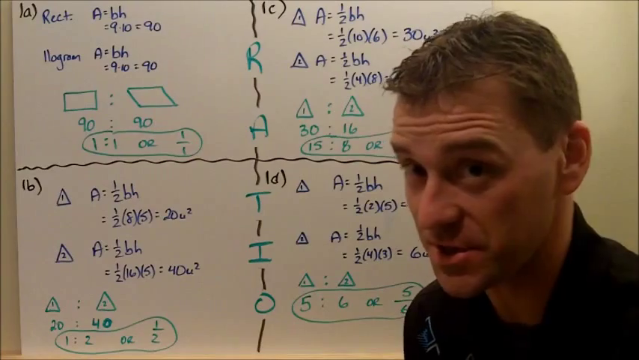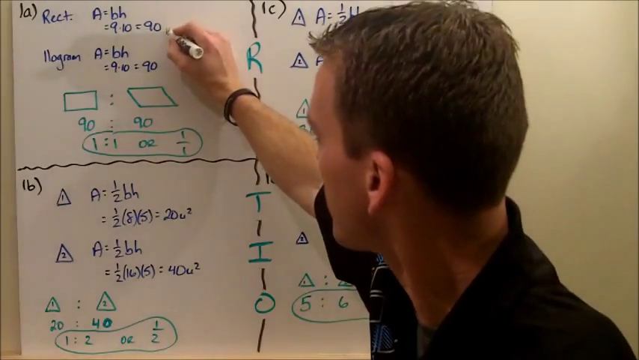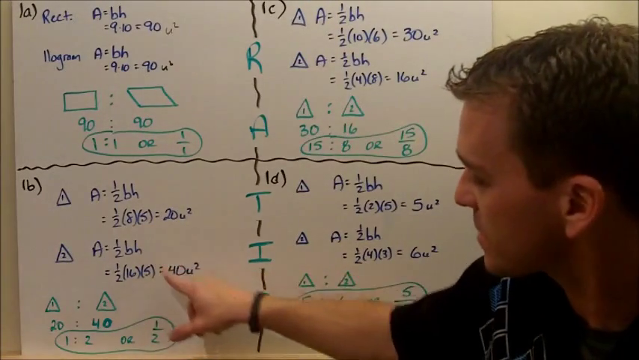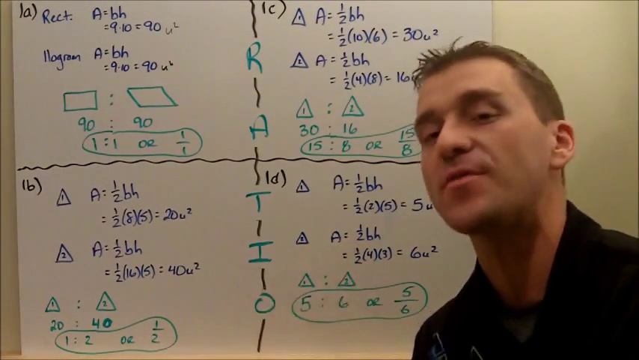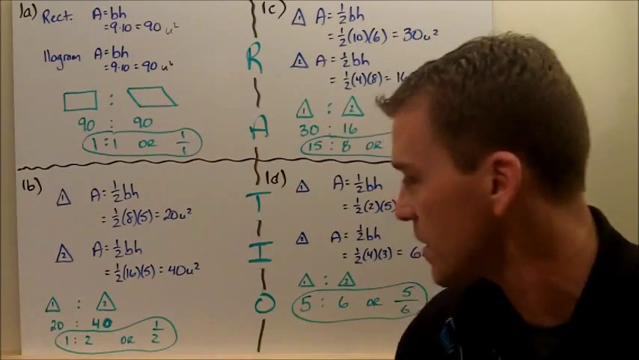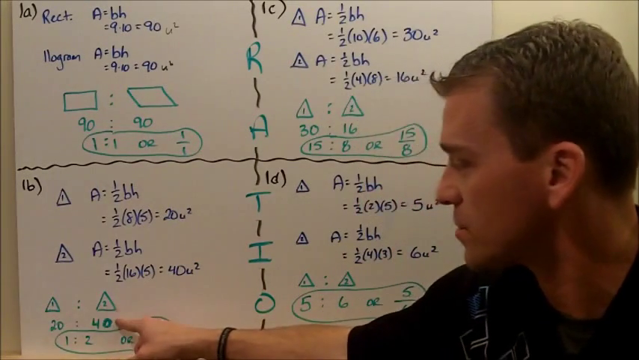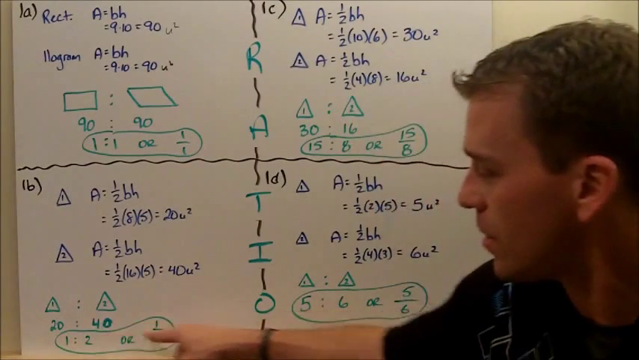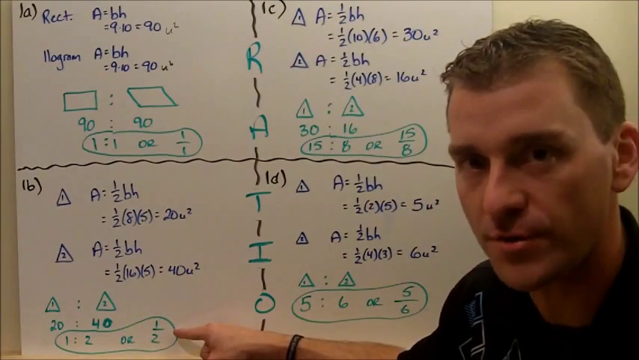Oh, did you catch it? I just realized I missed a unit squared up here. You're welcome. Keep going. The second triangle is 40 units squared. So the question is not the area, it's what's the ratio of the areas. So triangle 1 is 20, triangle 2 is 40. The ratio is 20 to 40, which reduces down to 1 to 2, or just plain old 1 over 2.